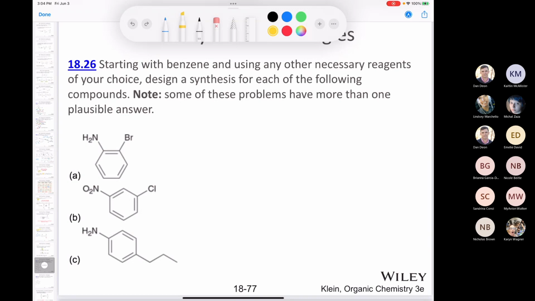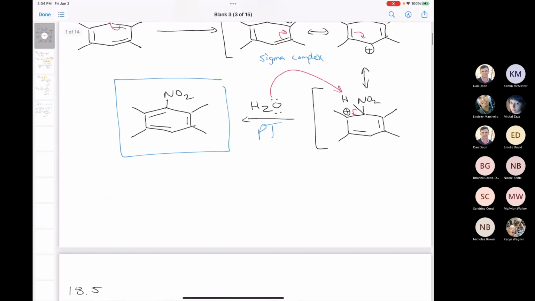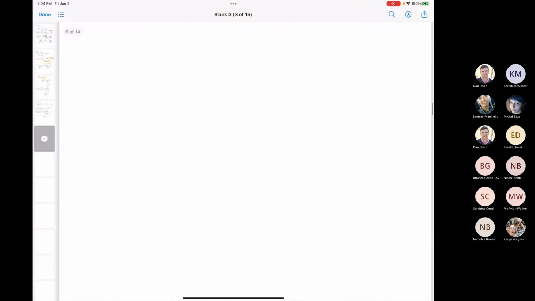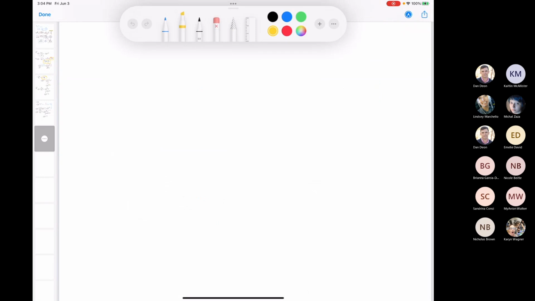Starting with benzene and any other reagents of your choice, design a synthesis for some compounds here. Just so I have enough room, I'm going to go over to a blank document here. Let's see. Some stuff we did last class. We were talking about Friedel-Crafts. So this is question 18.26, and we're starting with question A.